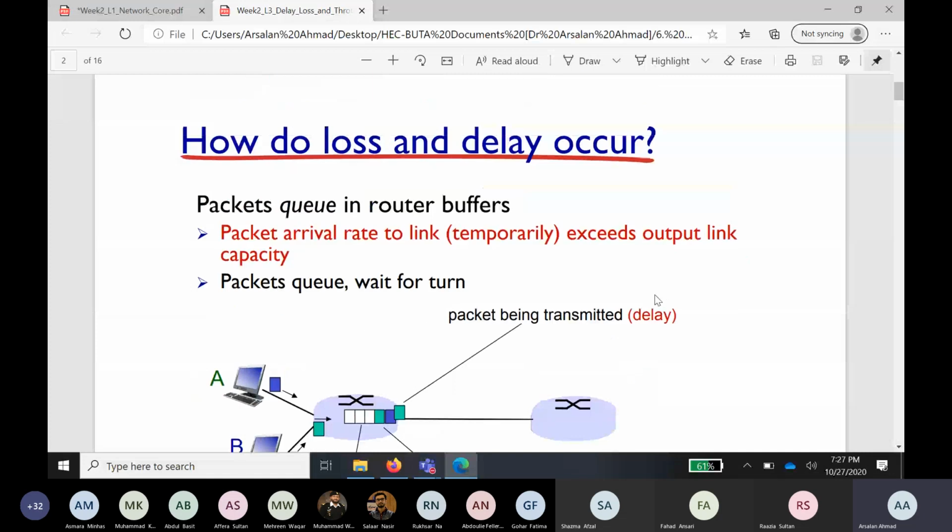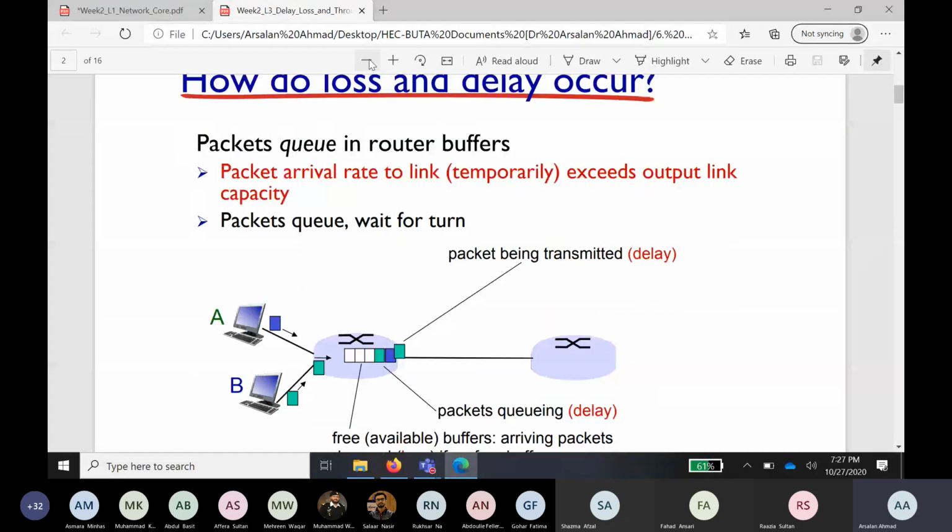Right, so it's the same slide once again that we discussed in the last lecture set when we were discussing packet switching. We have this scenario in which we have the incoming rate and then the outgoing rate. Packets are being queued over here. There are some free buffer slots available for more incoming packets, and then the packet at the front of the queue is being transmitted, and things like that.